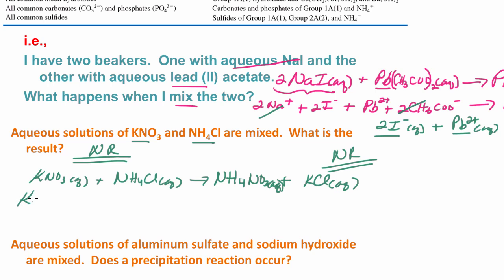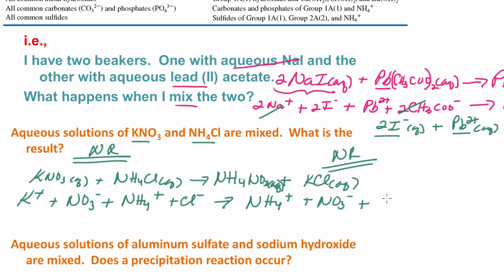Let's go ahead and write the net ionic equation. Potassium ions plus nitrate ions plus ammonium ions plus chloride ions gives us ammonium ions plus nitrate ions plus potassium ions plus chloride ions. They all cancel out. There is no reaction. We did not form a precipitate.